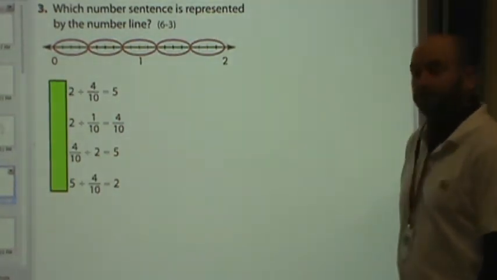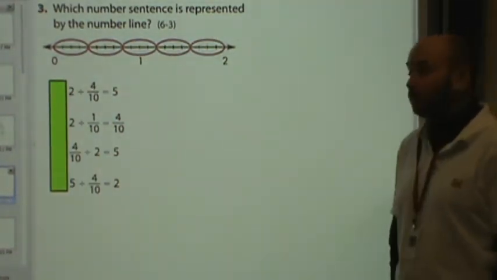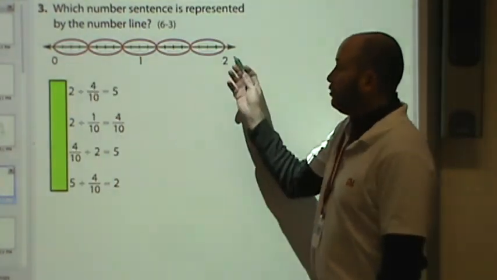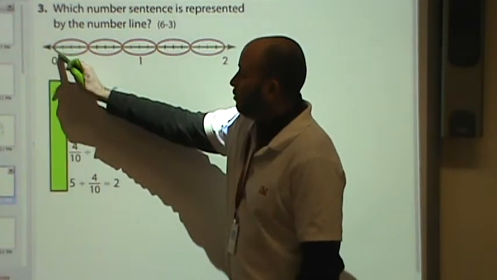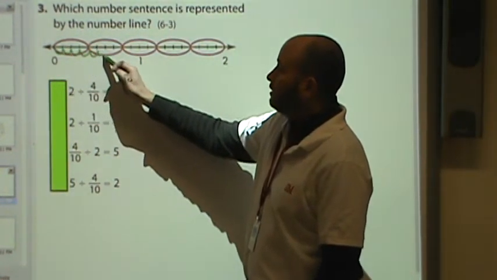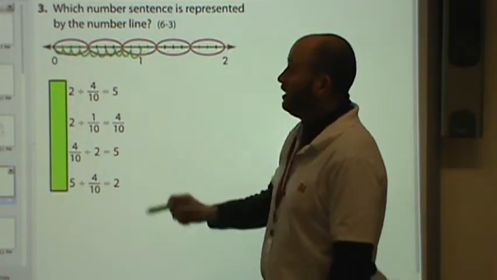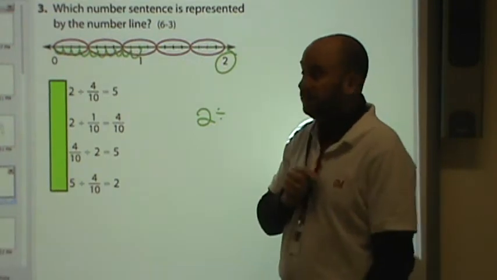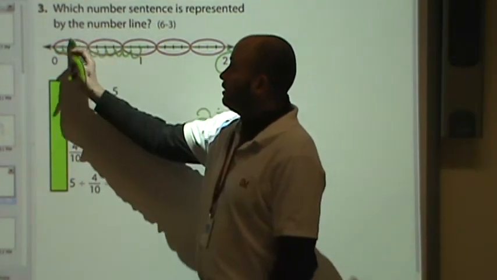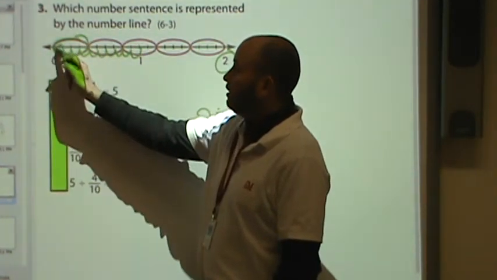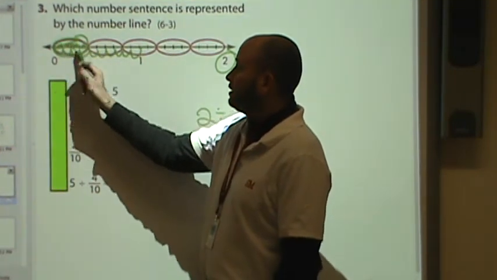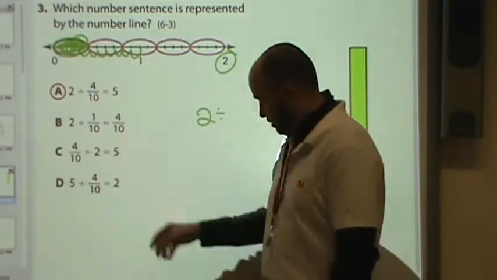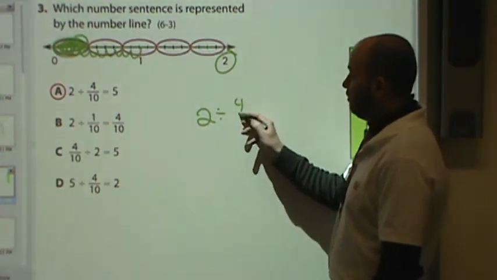Next question, number 3. Which number sentence is represented by the number line? Well, in this case, again, you have 2 units. Each one of these units is broken up into 1, 2, 3, 4, 5, 6, 7, 8, 9, 10. Each unit is broken into tenths. So you're looking at the number 2, which is going to be divided by groups that are this big, and that means you have 1, 2, 3, 4 tenths inside there. So basically you have 2 being divided by groups of 4 tenths.